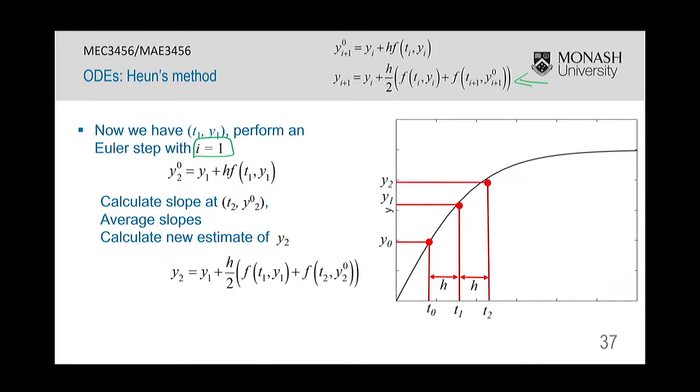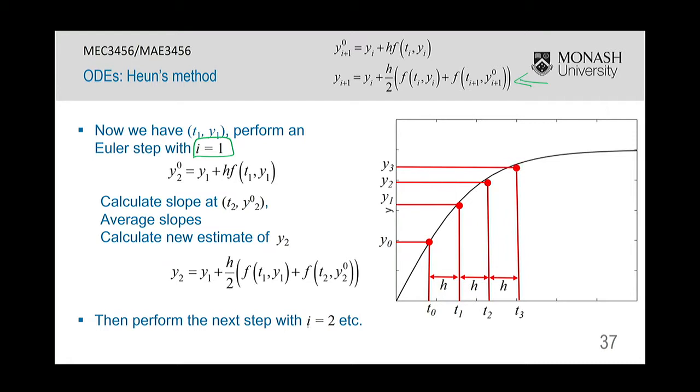So we've now done 2 steps using Heun's method. We perform the next step to try and find y3 by substituting i equal to 2 into these predictor and corrector steps up there.